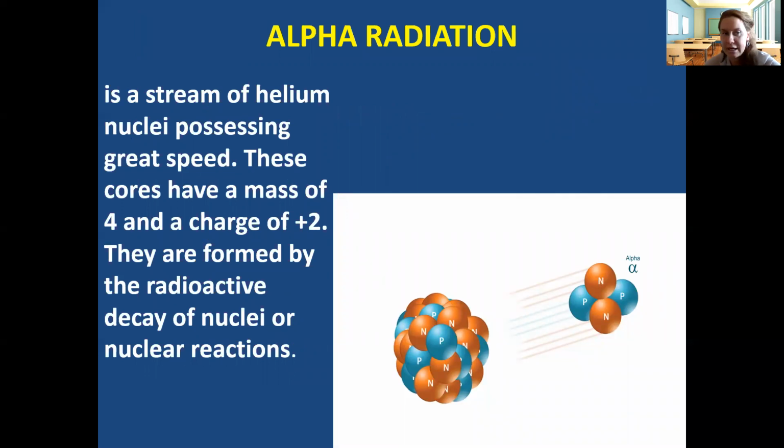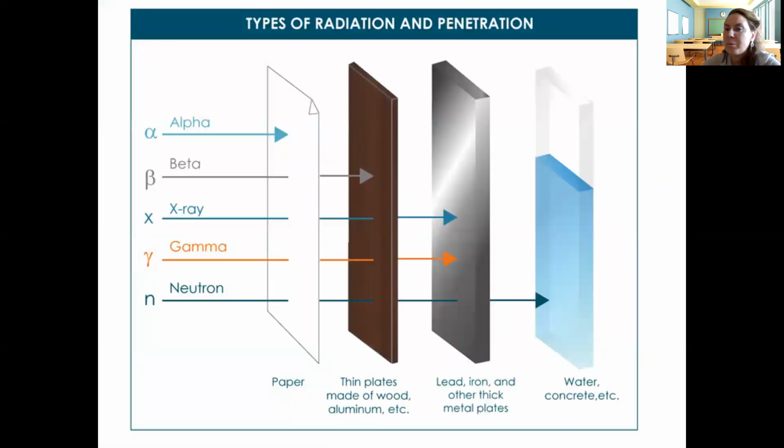What does alpha radiation mean? It is a stream of helium nuclei moving at great speed. The nuclei have a mass of 4 and a charge of +2. They are formed by the radioactive decay of nuclei or in a nuclear reactor. An alpha particle is heavy and not very penetrating. It can be stopped by just a small piece of paper, and that is enough. We can protect against it with simple glass or another material.